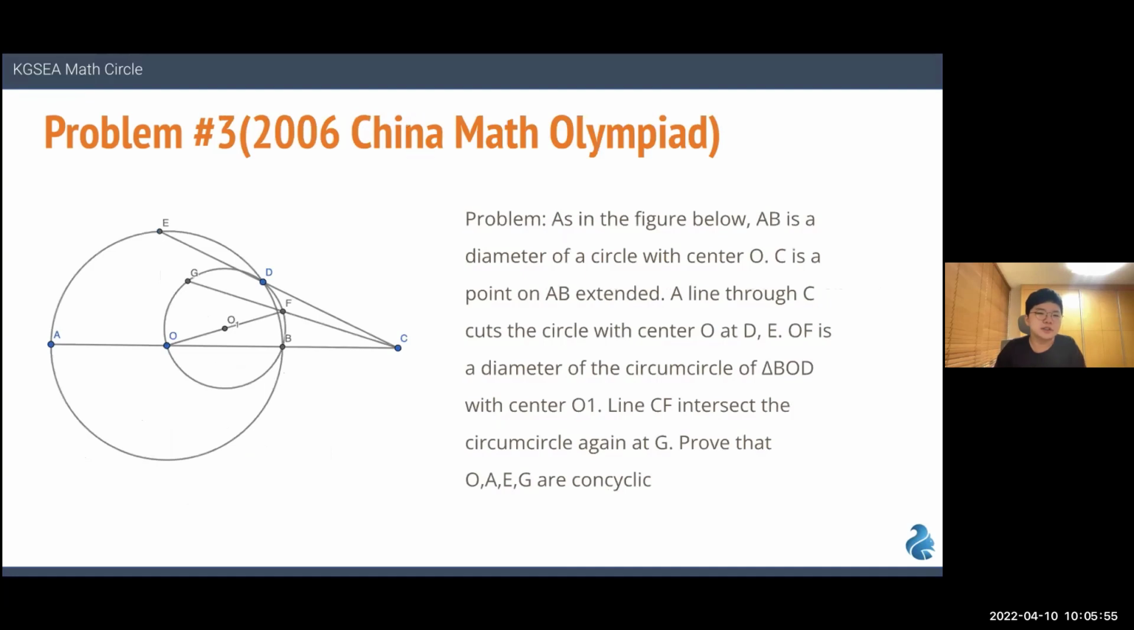The third problem is a question from the 2006 China Western Math Olympiad, and it states that, as in the figure below, AB is a diameter of a circle with center O. C is a point on AB extended. A line through C cuts the circle with center O at D and E. OF is the diameter of the circumcircle BOD with center O1. Line CF intersects the circumcircle again at G. We're trying to prove that O, A, E, and G are concyclic.